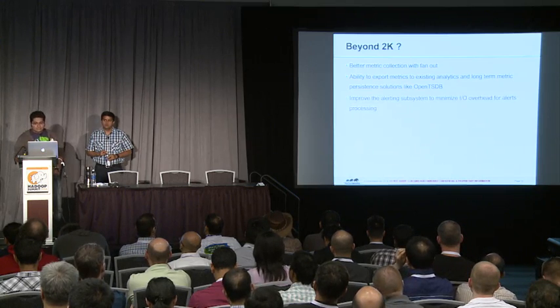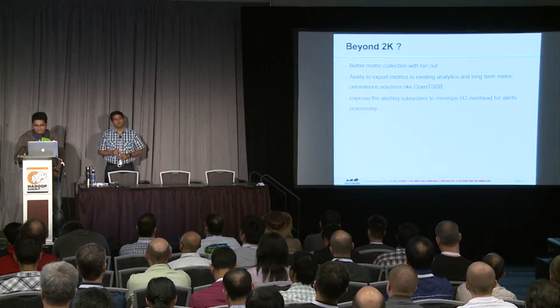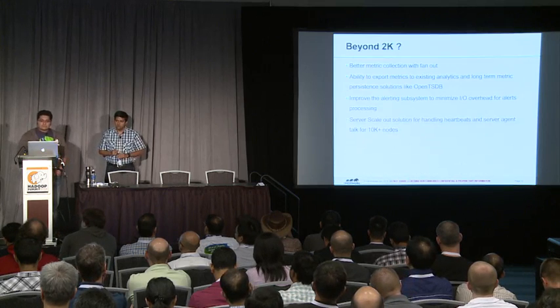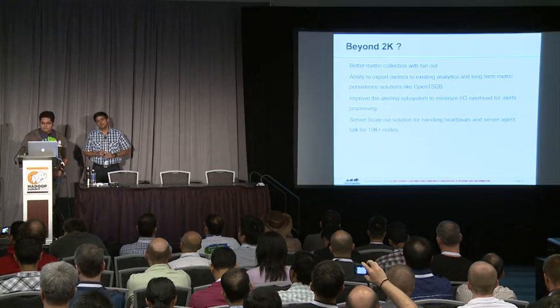We need to improve alerting capabilities and solve the scale-out of Nagios as the alerting subsystem. And lastly, the scale-out of the Ambari server itself to handle more than 10,000 agent nodes.